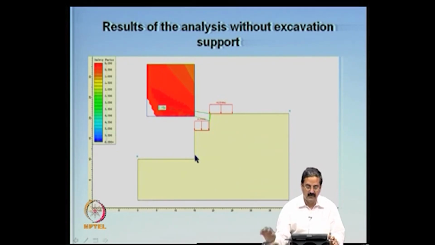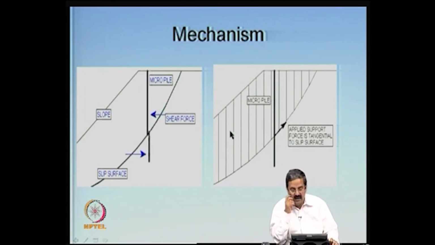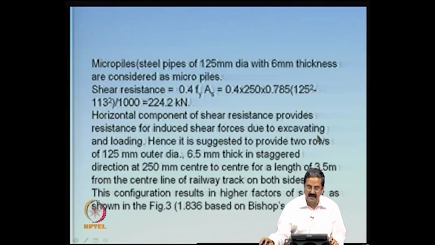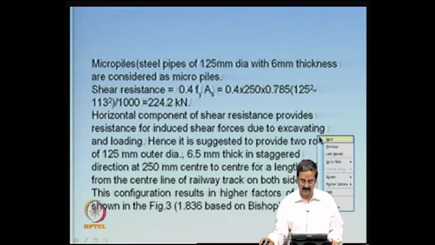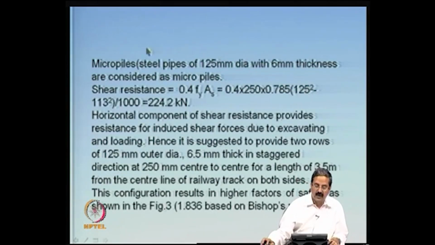What I did was some sort of analysis, and I found that without any reinforcement this slope is not stable. This is a type of micropile resistance. The shear failure occurs like that, but if you have micropiles, they can apply some sort of force, and this is how the micropiles act, the force will act here. So, I took micropiles made of steel pipes of 120 mm diameter with 6 mm thickness.